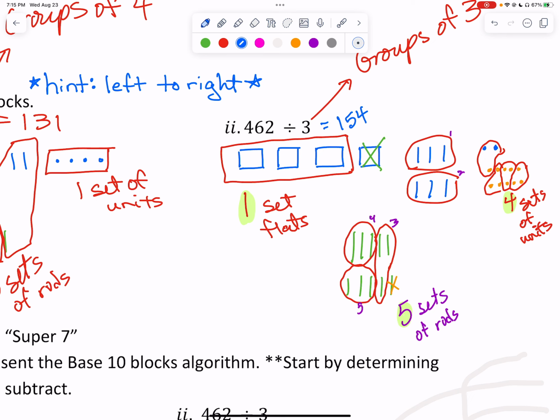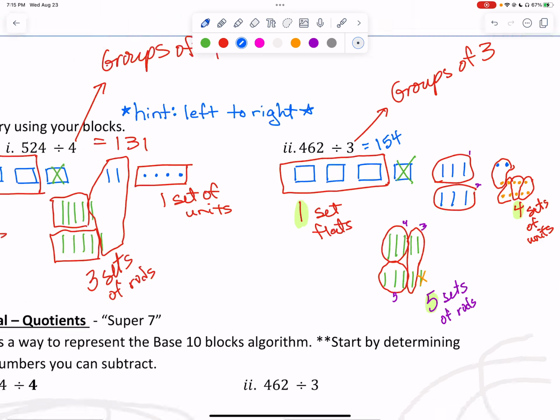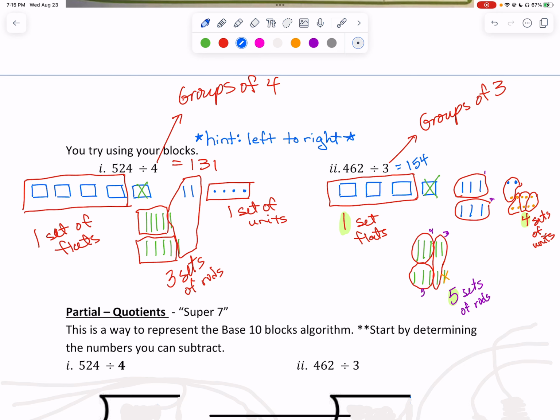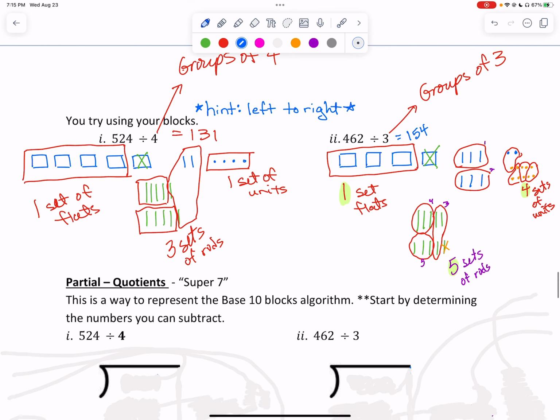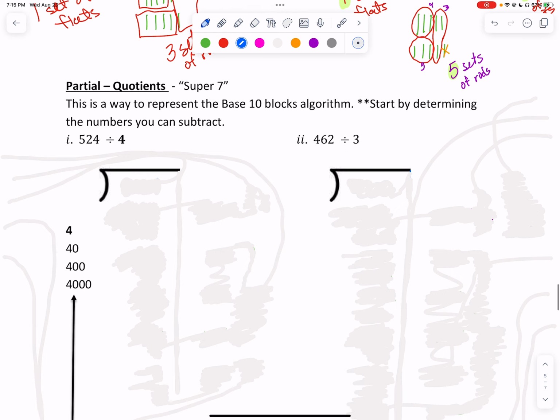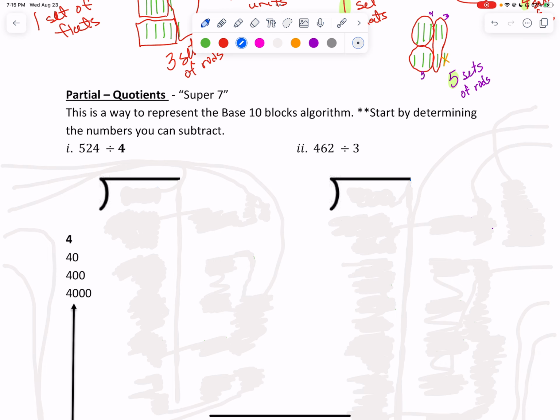154. Okay, that's sort of weird, so you'll probably need to do some practicing on that. All right, Super 7. This is one of those methods that my sister says is one of her students' favorite methods. So this is a way to represent the base 10 blocks algorithm.